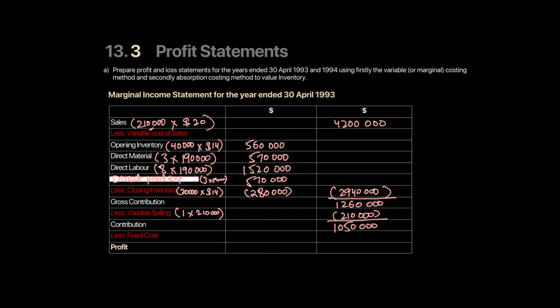Now I'll subtract all my fixed costs. So in this question there were two fixed costs again. One was fixed production overhead, that was 108,000. I'm going to write that as it is. Then there was fixed selling and admin, that was 75,000. So that means your fixed cost add up to be 183,000 over here.